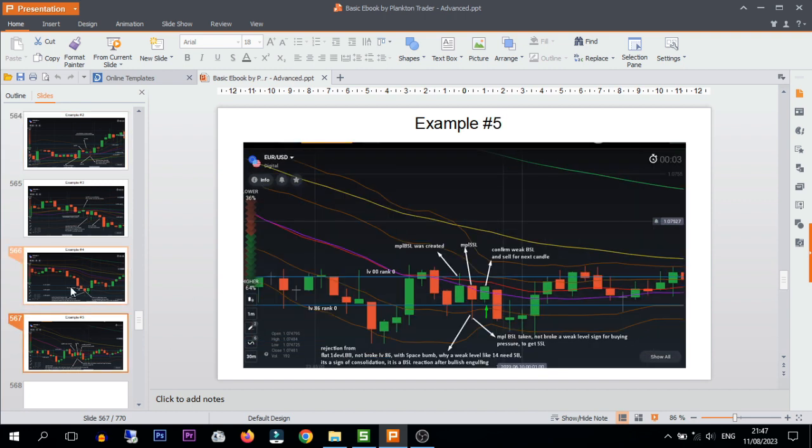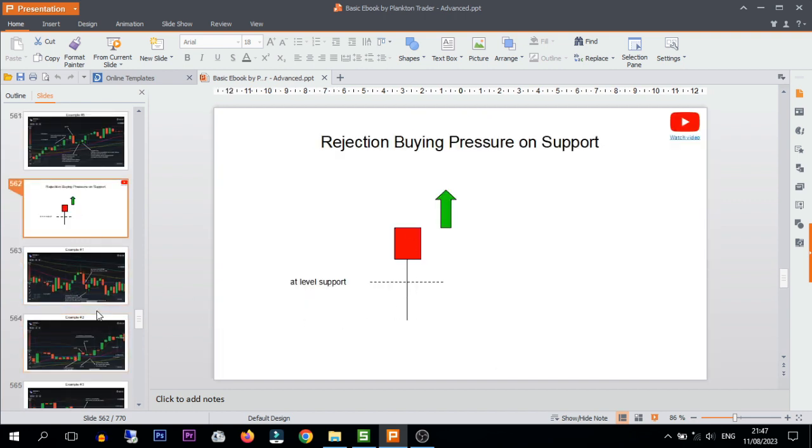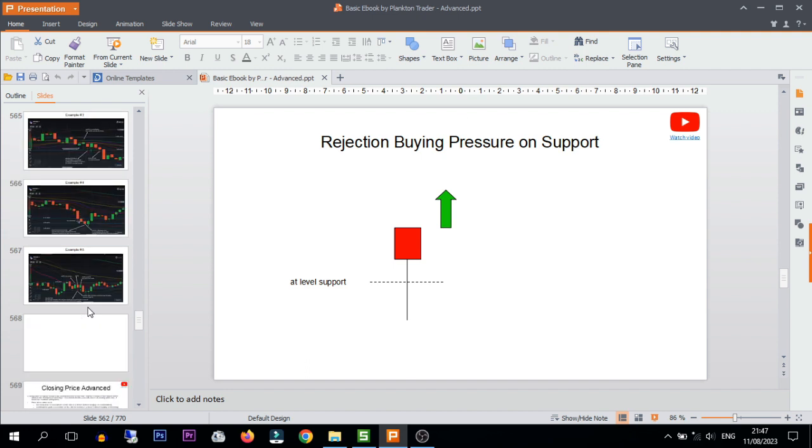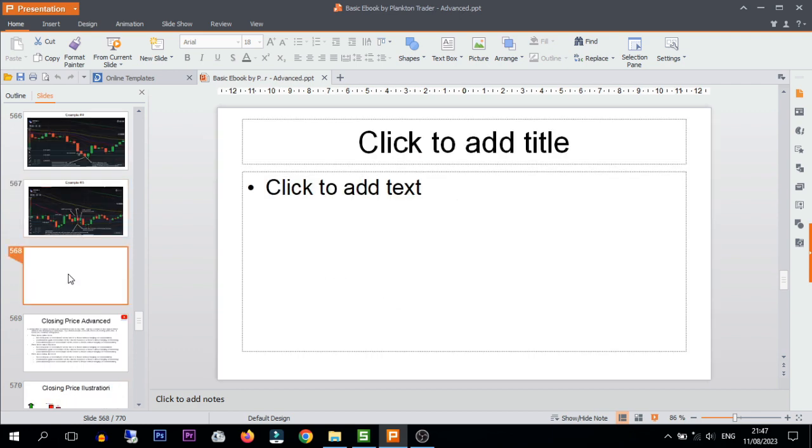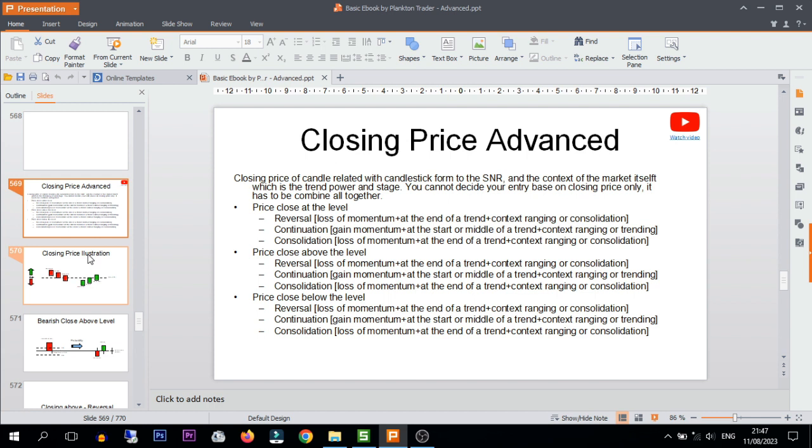Okay, look at this. This kind of rejection sometimes happens in ranging or trending, because the rejection is leaving the axis, which is leaving the consolidation and starting a new trend.